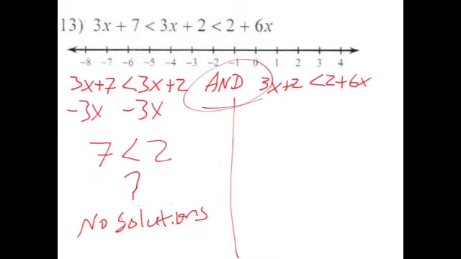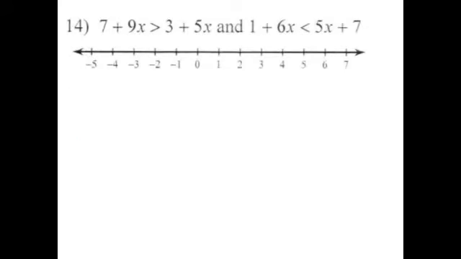And if you look at our AND statement, in order for something to be an answer to this compound inequality, it has to satisfy both the left side and the right side. Well, nothing satisfies the left side, and so we really have no solution at all for the whole thing. Moving on to 14.